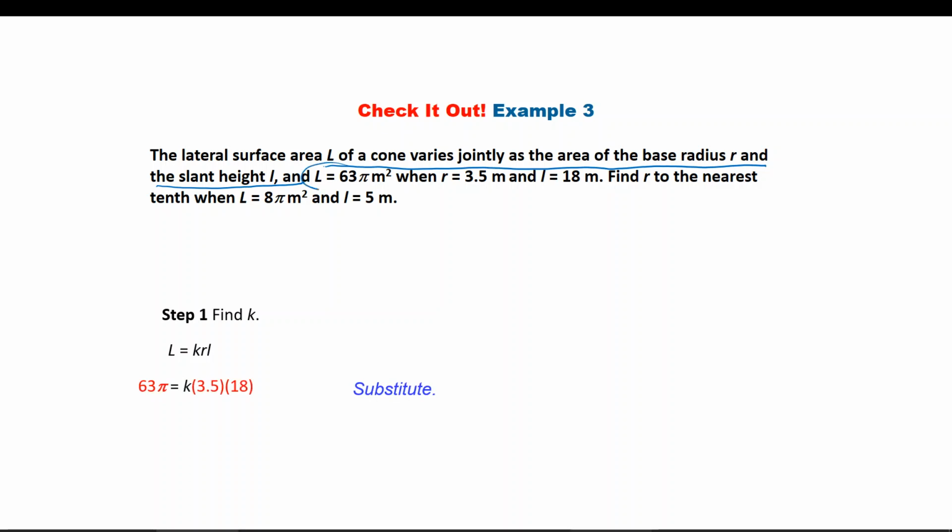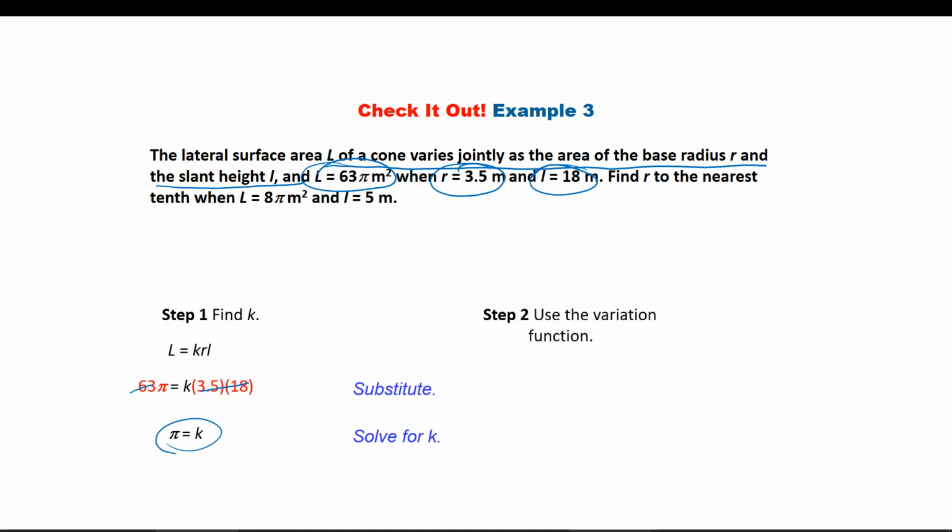We see that L equals 63, r is 3.5, and the slant height, little l, is 18. Solving, multiplying and dividing, we come up with pi equals k. So 3.5 times 18 happens to be 63, so those cancel out, and we just have pi equals k.